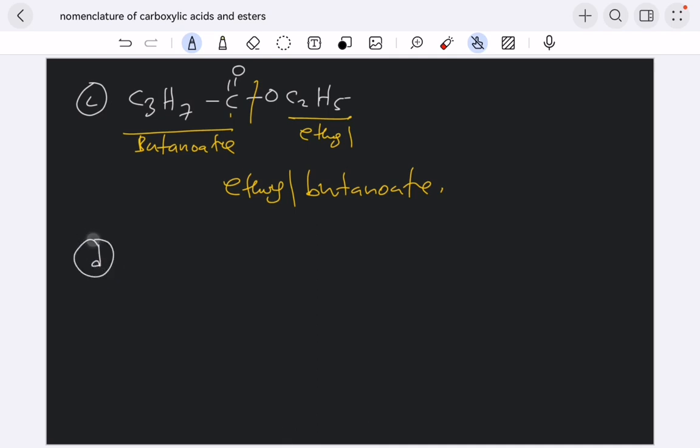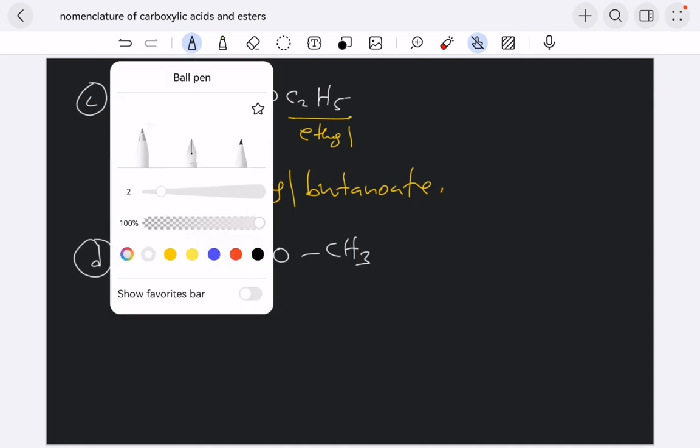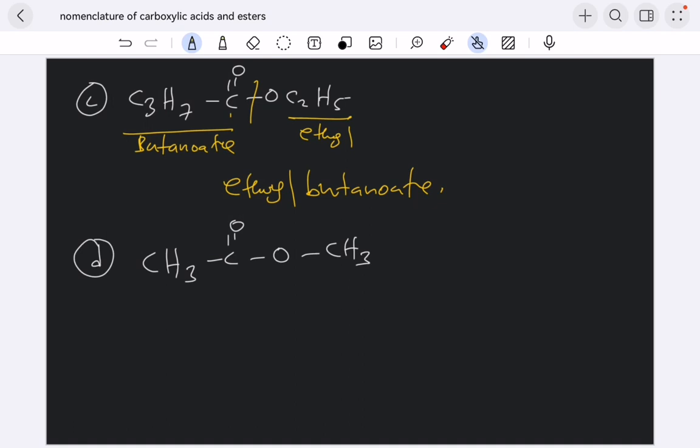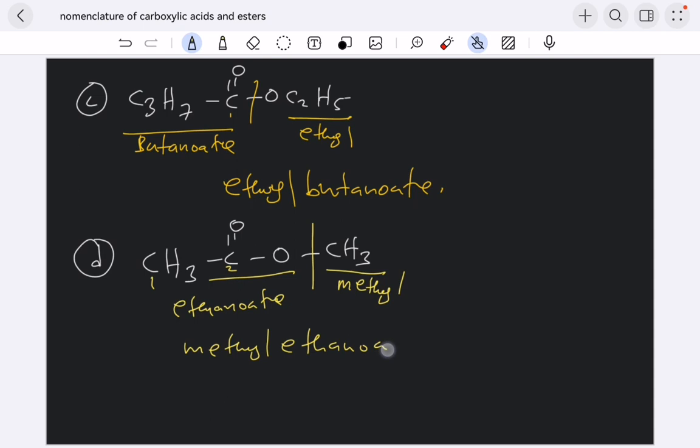Let's look at another example. Let's say we have CH3, then we have the ester, then CH3. Here, what is important is to identify the alkyl and the alkanoate. So this is your alkyl, this is your alkanoate. Your alkyl is a methyl. Your alkanoate, you have 1, 2, so it's ethanoate. So this will be called methyl ethanoate.